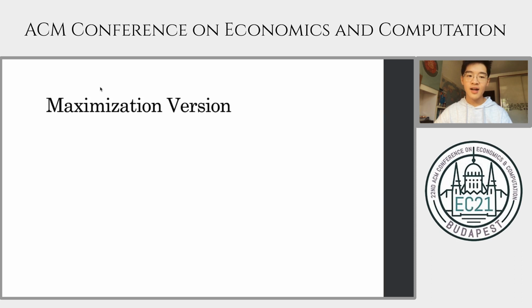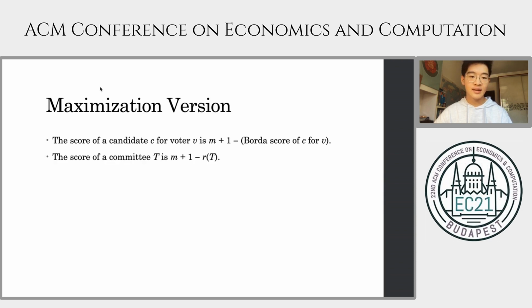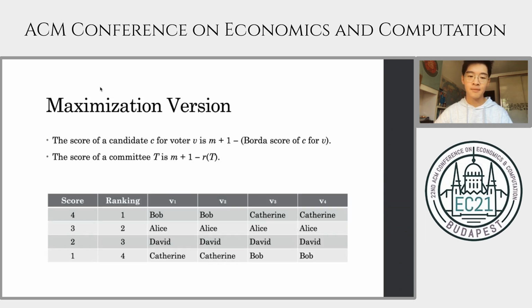Next, we look at our results in the maximization version. The maximization version of the s-Borda score goes as follows. Essentially, it simply reverses the score in the minimization version. The score of a candidate C for voter V is just n plus 1 minus the s-Borda score of C for V. And the score of a committee is just n plus 1 minus the s-Borda score of that committee. For example, in the previous election, the top-ranking candidate will now have a score of 4, while the lowest-ranking candidate now has a score of 1.